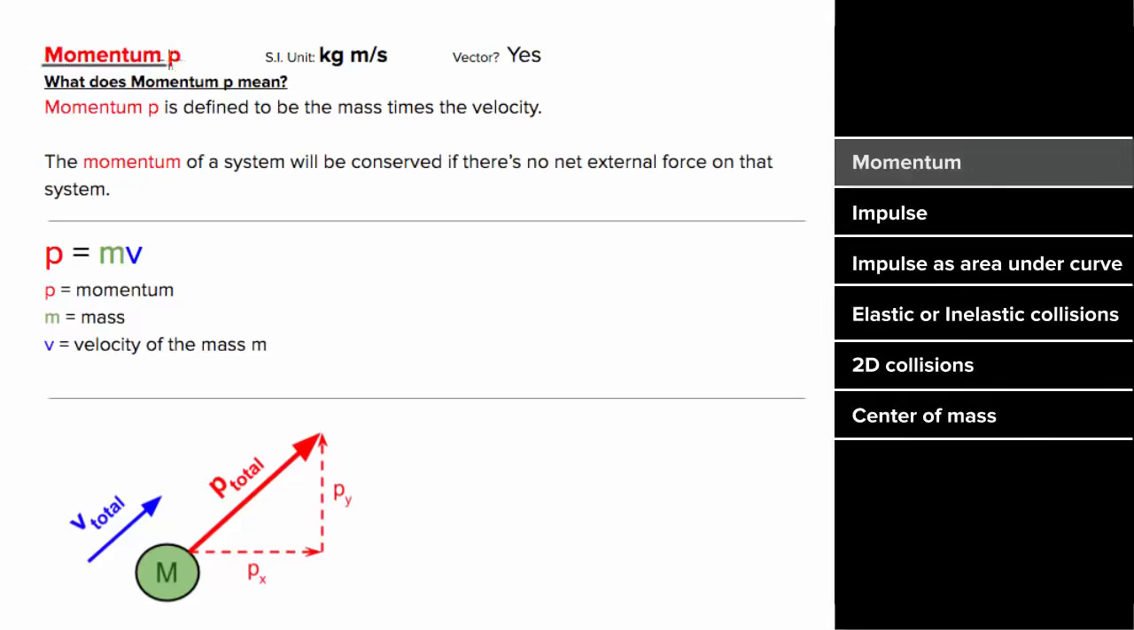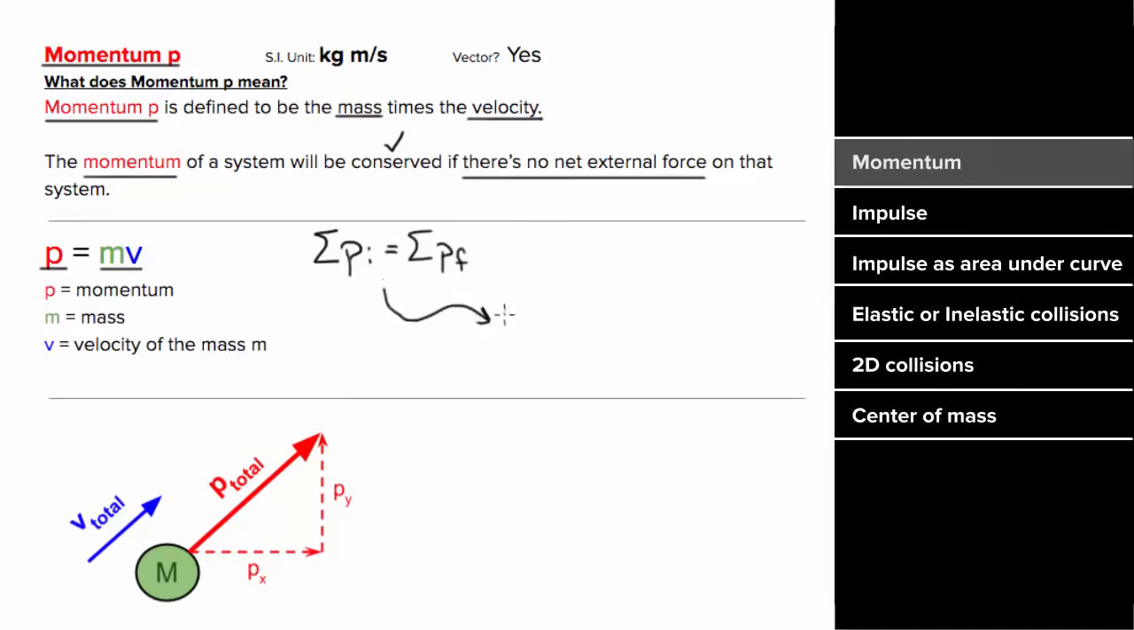What does momentum mean? The definition of momentum is the mass times the velocity. So the formula is simple, it's just m times v. And why do we care about momentum? We care about momentum because if there's no net external force on a system, the momentum of that system will be conserved. In other words, the total initial momentum of that system would equal the total final momentum of that system. So momentum will be conserved if there's no net external force.